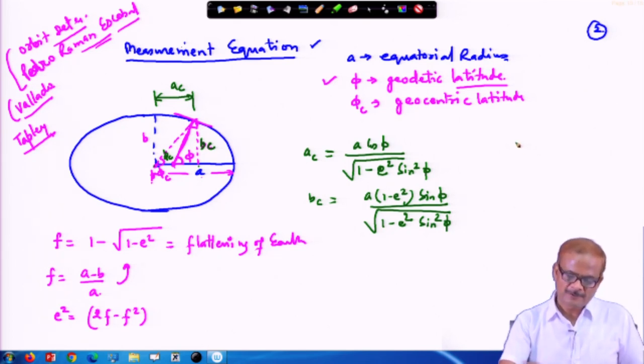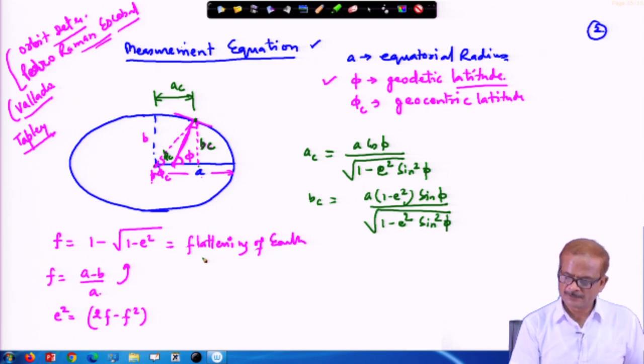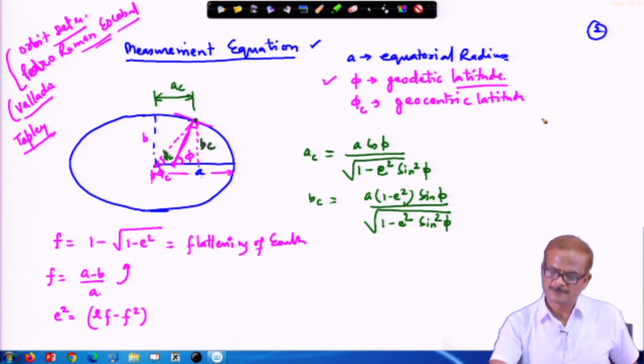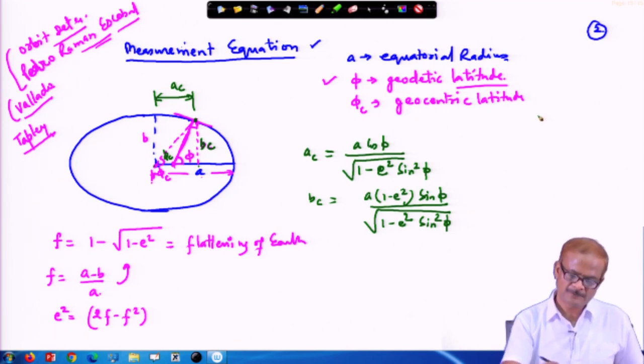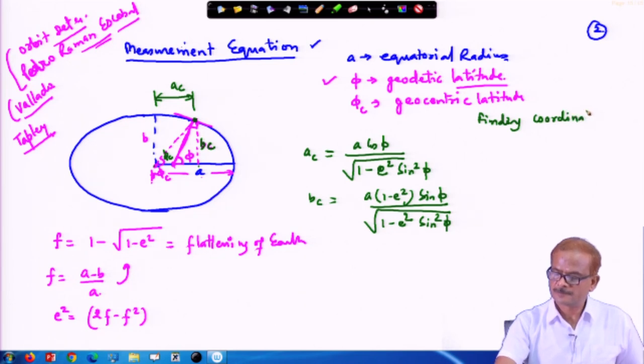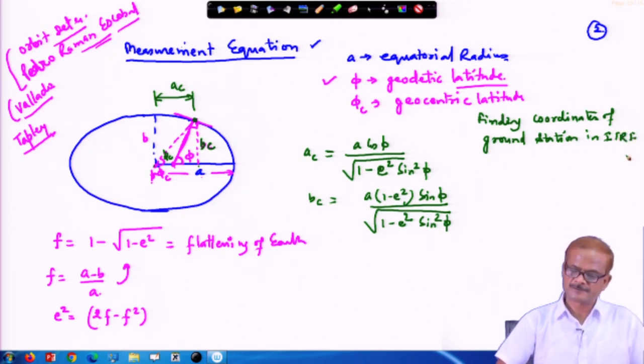So, what will be the coordinates of this ground station in the earth fixed system, in the terrestrial reference frame? This is what we are looking for: finding the coordinates of the ground station in the ITRF, the International Terrestrial Reference Frame.